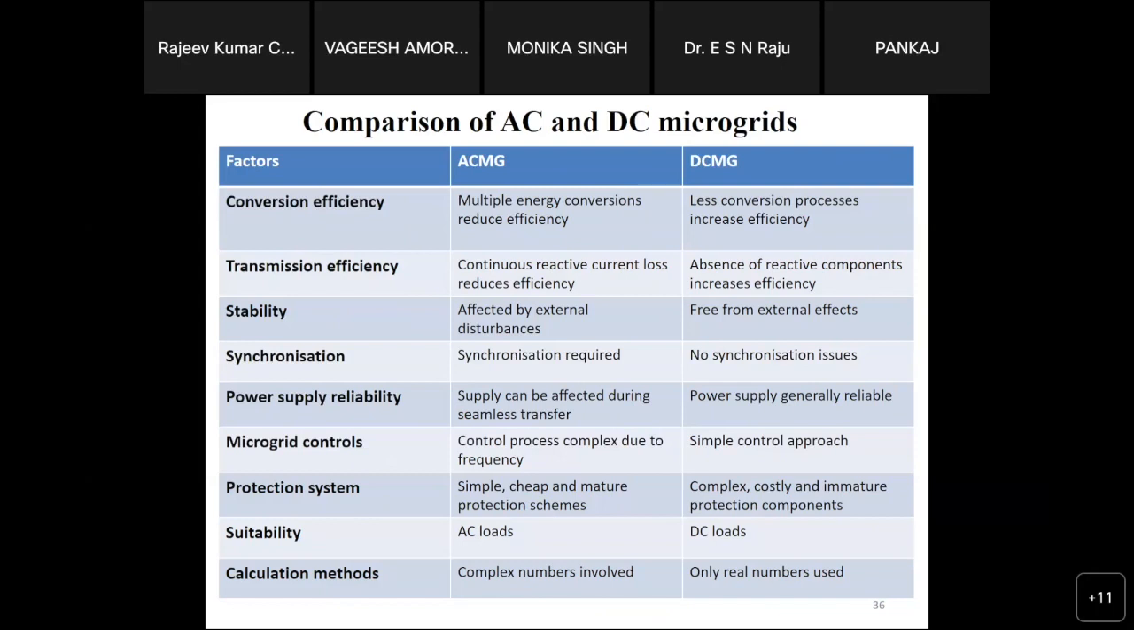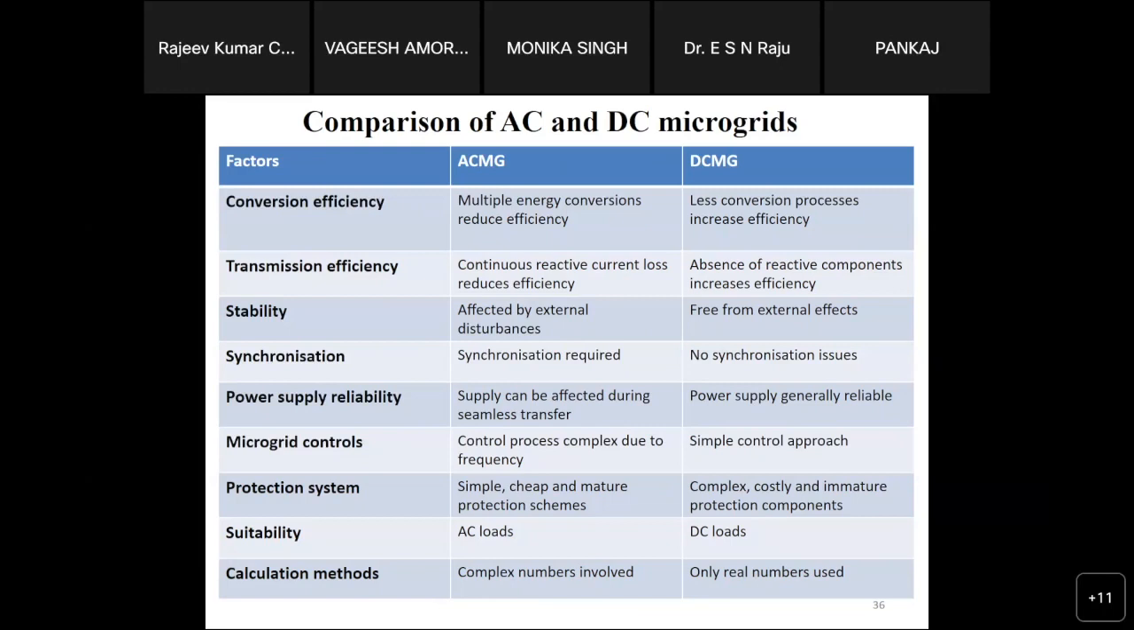When we see the control, in the AC microgrid you have to control the frequency as well as the voltage stability, so the control is going to be complex. Coming to the DCMG, we have to take care of only the voltage, so you may have a simple control approach. Coming to the protection, we already have well established protection for the AC, but we don't have the protection for the DC. That is the reason that in the DCMG we have complex, costly as well as immature protection. In the ACMG, we already have the major technology for the protection system, but in the DCMG we do not have any major technology for the protection system.